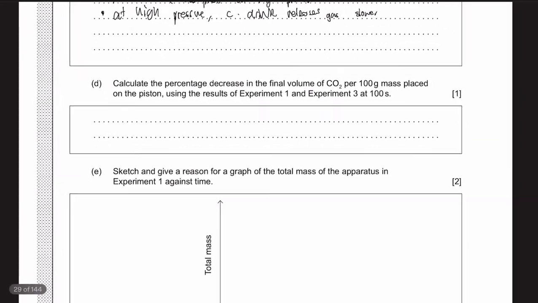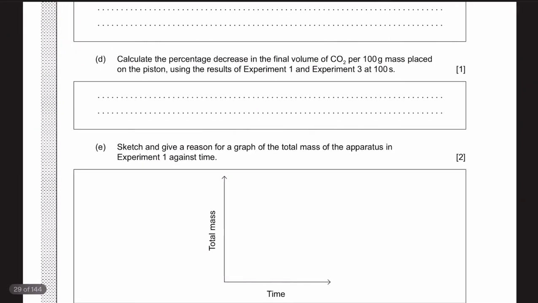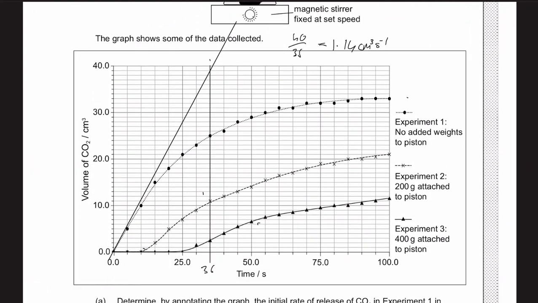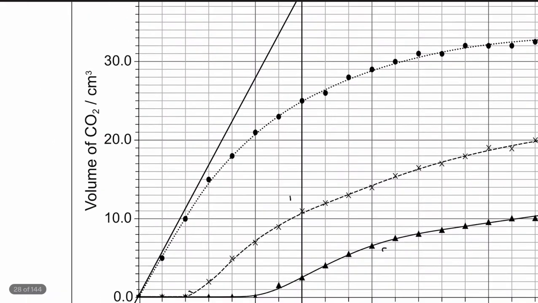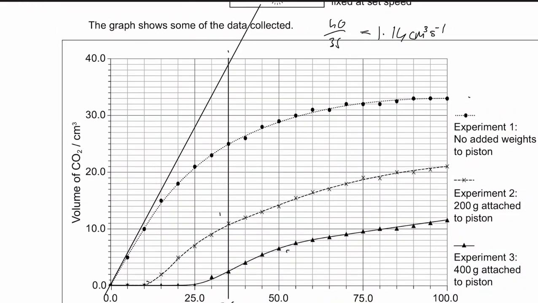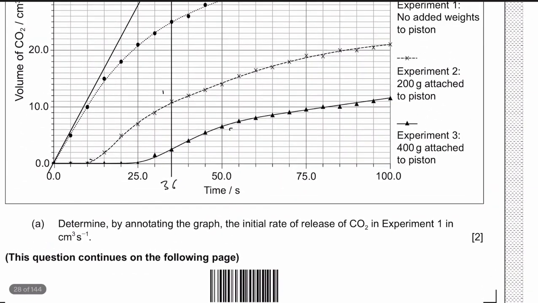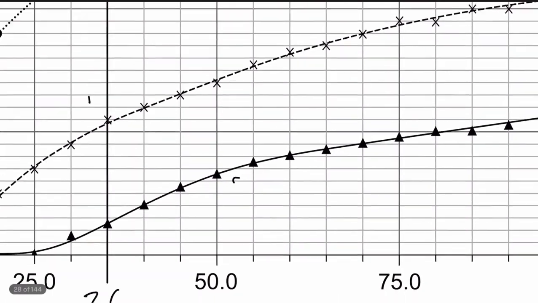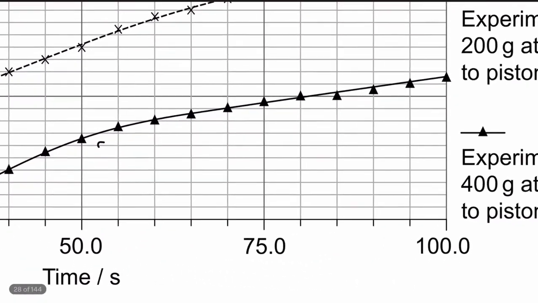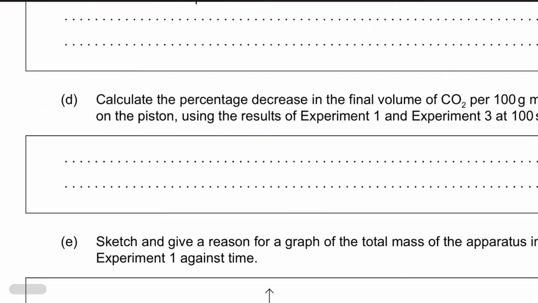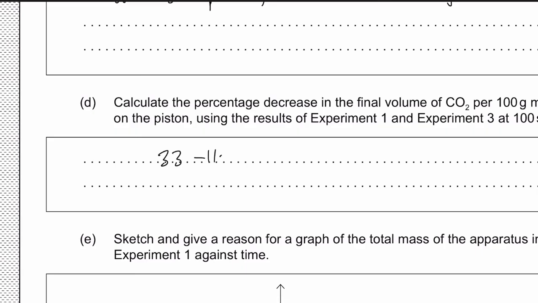Okay. Calculate the percentage decrease in final volume of CO2 per 100 gram mass placed on the piston using results of experiment 1 and experiment 3 at 100 seconds. Okay, experiment 1, I would draw the line, but I'm just lazy, so 33. And experiment 3 looks like it's in the middle of that, which is 11.5. Okay, and then for percentage decrease, so 33 minus 11.5 over the initial again, which is 33.